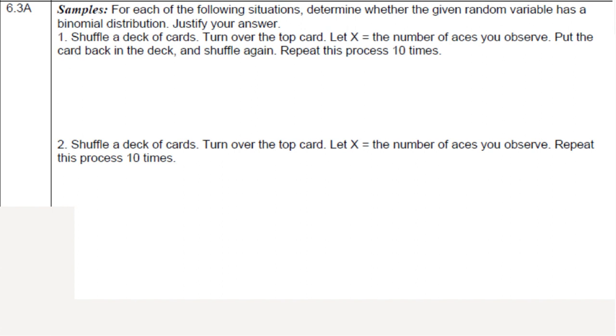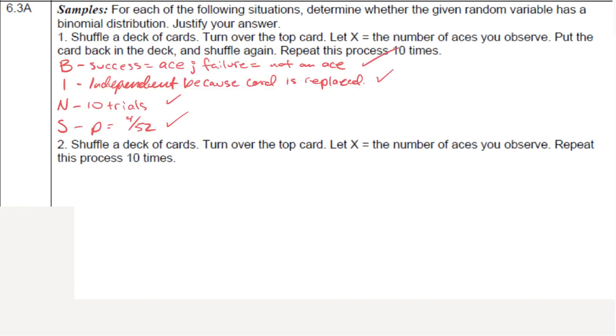Go ahead and read this. We're talking about shuffling cards. Let's determine if it has a binomial distribution. BINS. B is for binary. How do we define success and failure? So success equals an ace. A failure is not an ace. So that's binary. Two outcomes, success and failure.